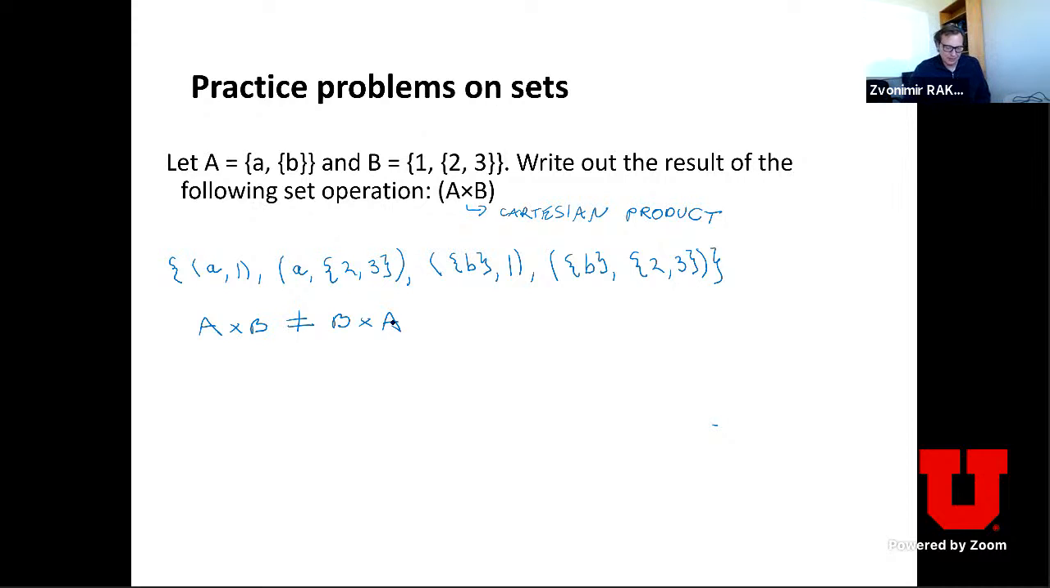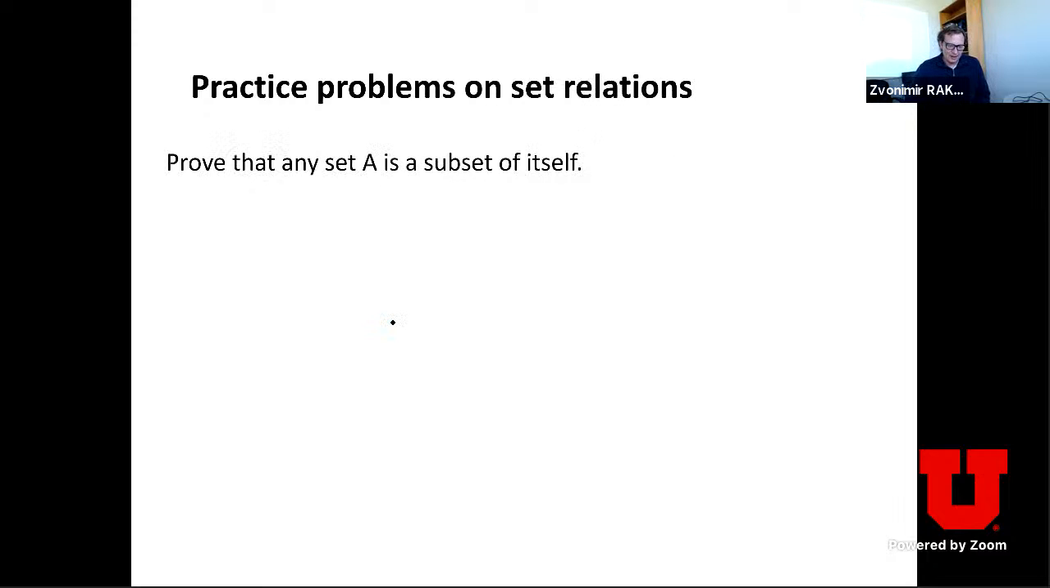Okay, so this is hopefully a simple one. Any questions about this one? Okay. So let's do one simple proof. We want to prove that any set A is a subset of itself, and we can do this using a direct proof. It's a very simple proof.